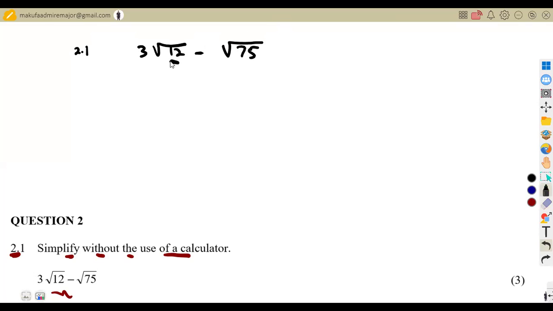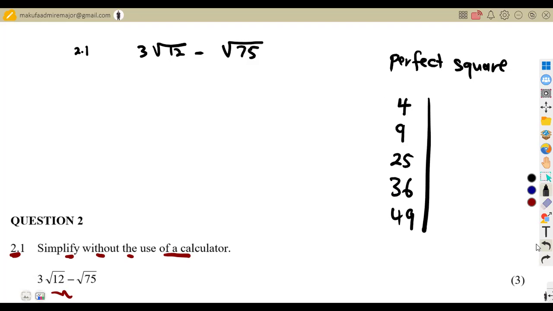We need the highest perfect square that we have in 12, that we can multiply by another number to obtain 12. The number must be a perfect square. Perfect squares, we're talking about 1, but we can't use 1. Yes, 1 is a perfect square, but in our simplification we can't use it. So we're talking about 4, 3 squared which is 9, 5 squared which is 25, 6 squared 36, 7 squared 49. These are the perfect squares.